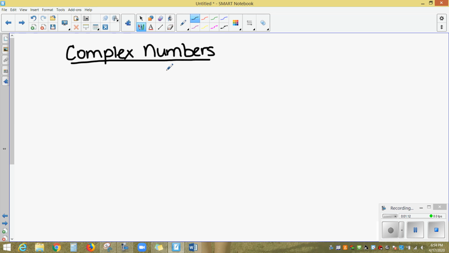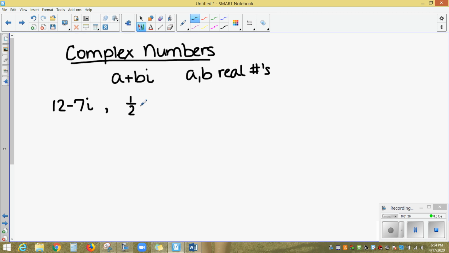So when we talk about complex numbers, a complex number is a number of the form a plus bi, where a and b can be any real number. So complex numbers might look like 12 minus 7i. They might look like 1/2 plus the square root of 10 times i. It is possible that one of the parts is 0. So the number 5 is also a complex number because it can be thought of as 5 plus 0i.